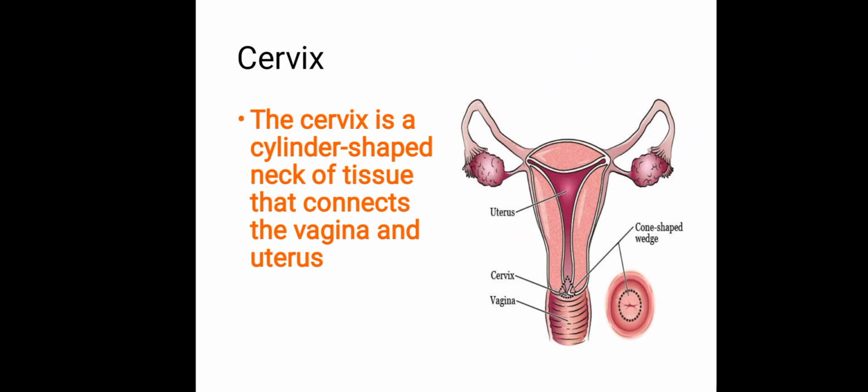Now, very important, I forgot to mention the cervix in the last class, the June class. The cervix is a cylindrical shaped neck of tissue that connects the vagina and the uterus. So the cervix is the connector between the vagina and the uterus. Please remember this, children: the cervix acts as a connector between the vagina and the uterus.